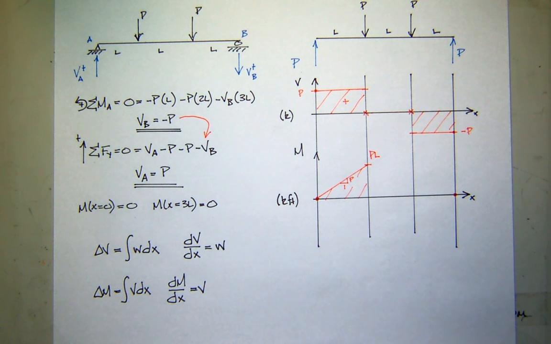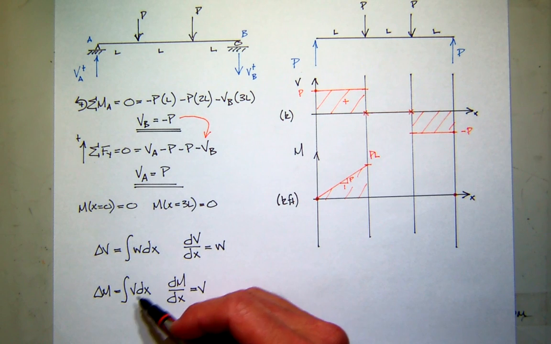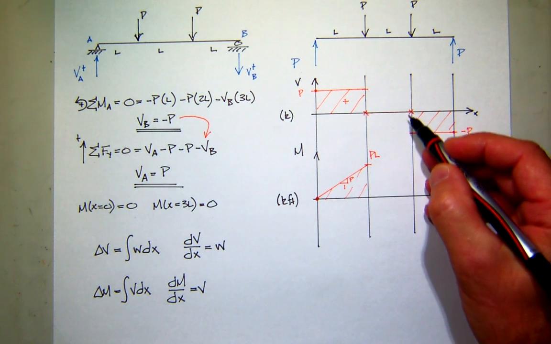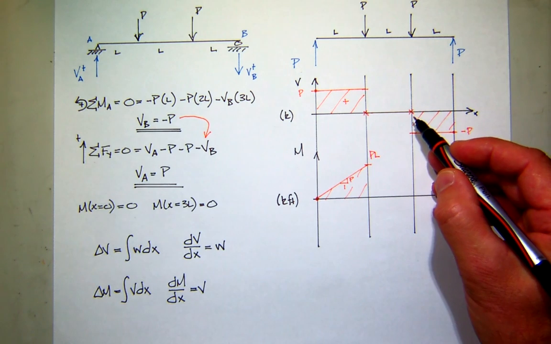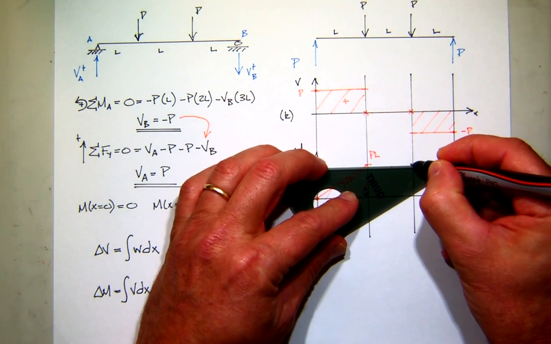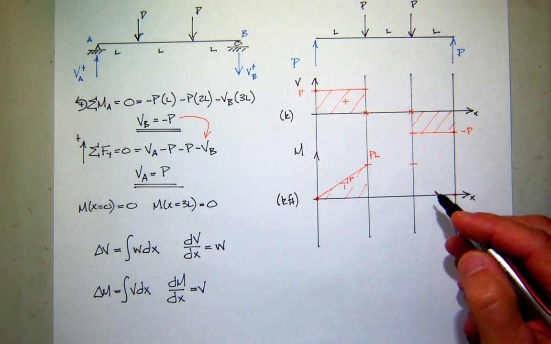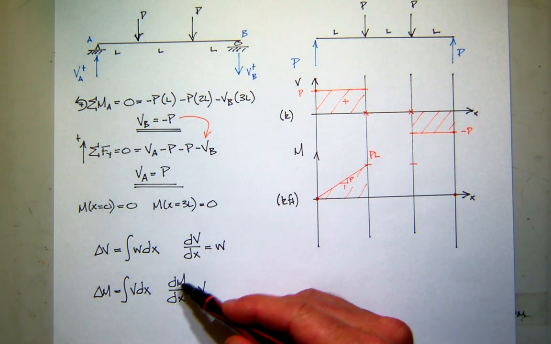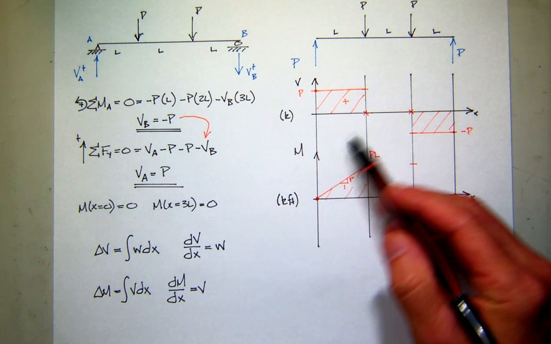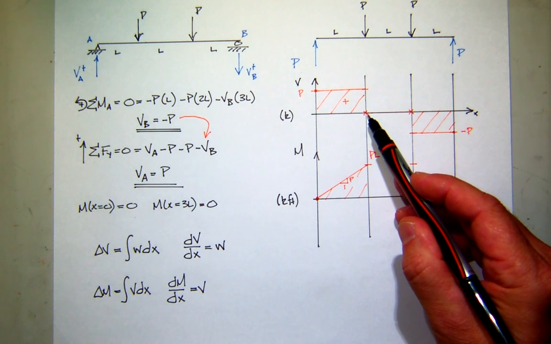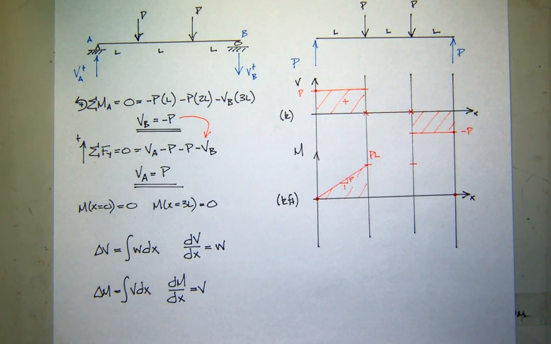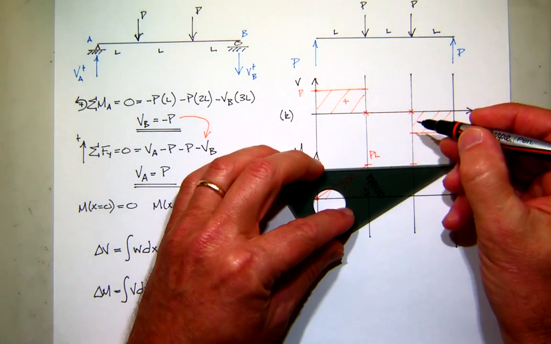Now let's go to the next section. The change in moment is the area of the shear diagram. So from L to 2L, what's the area of the shear diagram? 0. No change. So if I start at PL, I stay PL. What's the slope of the moment diagram? It's the value of the shear. What's the value of the shear here? 0, and it stays 0. What kind of curve has a 0 slope? Horizontal line.